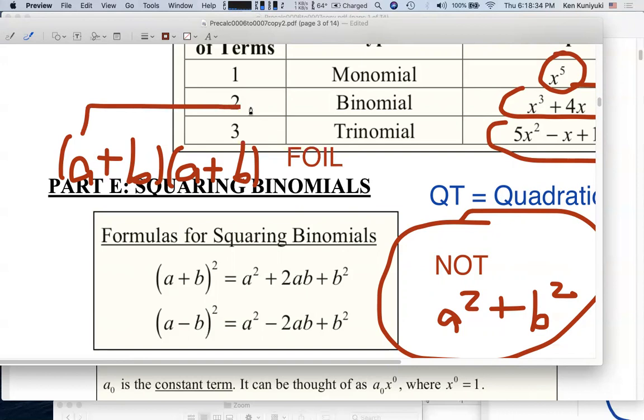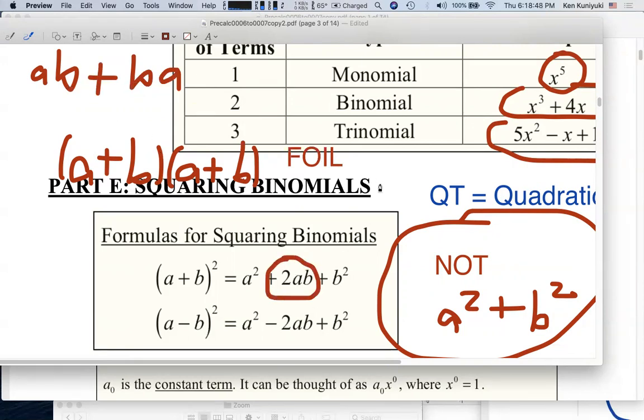But don't forget, the product of the outer terms is ab, all right? O, I for inner, the product of the inner terms, ba. But these are equivalent terms, right? ab plus ba is 2ab. And a lot of students forget that 2ab. The square of a plus b is not a squared plus b squared. It's this thing. It's this trinomial.